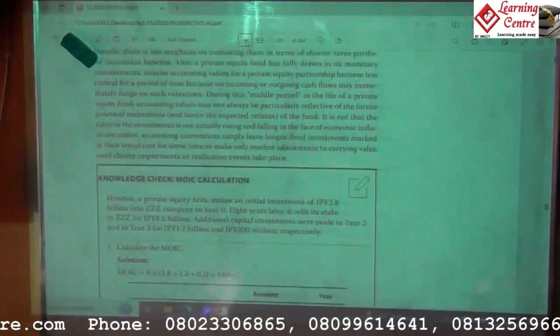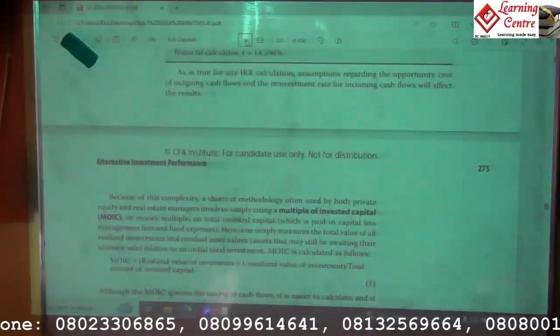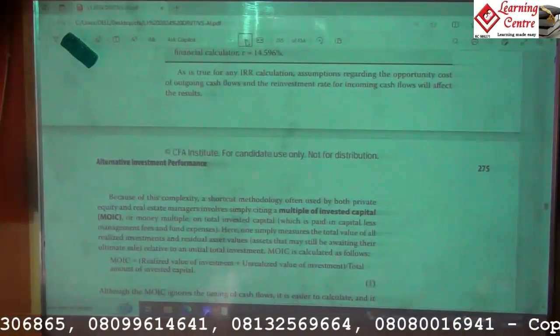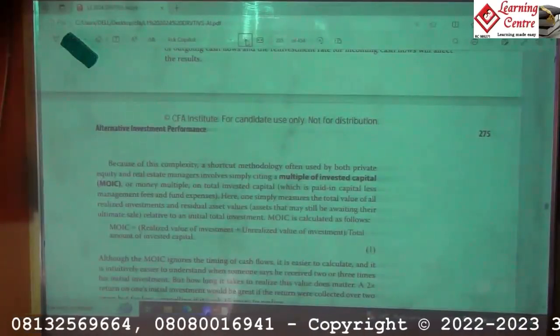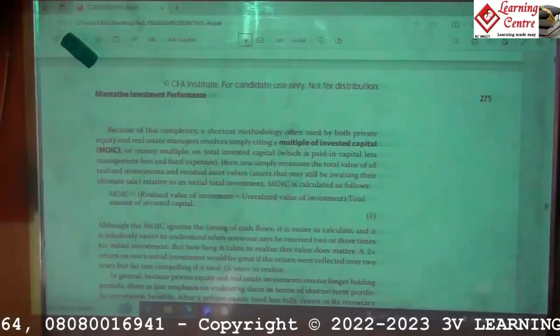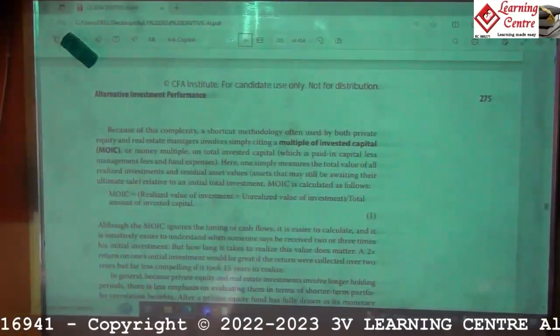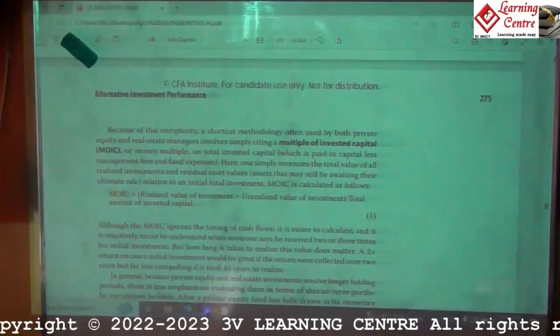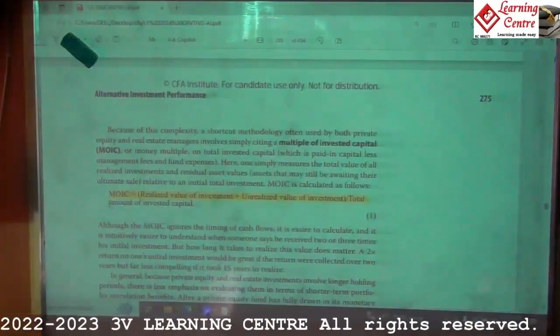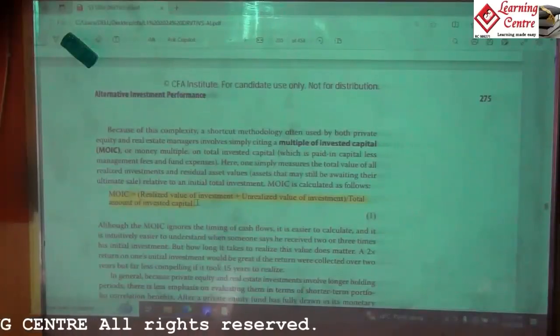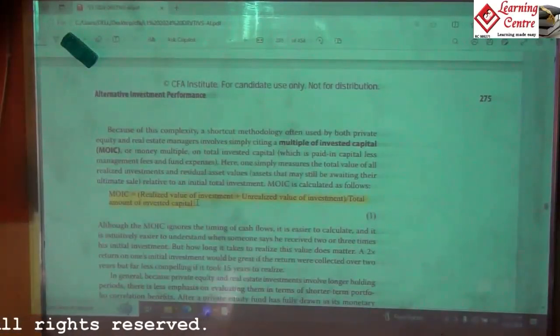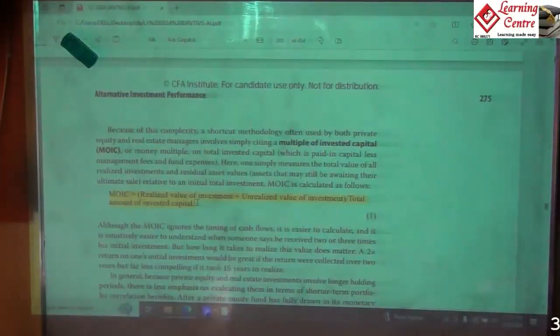So are we good? Another calculation is called multiple of invested capital, or MOIC. MOIC is the realized value of the investment plus the unrealized value of the investment, divided by the total amount of invested capital. Are we together?